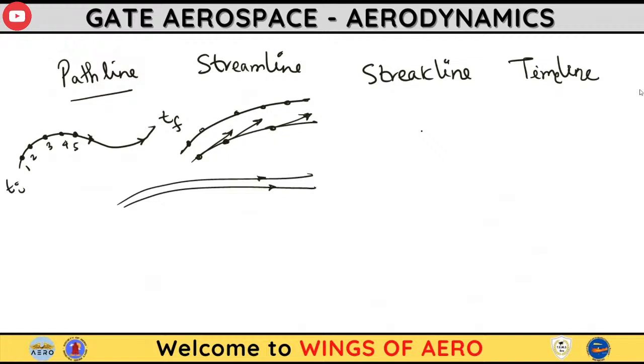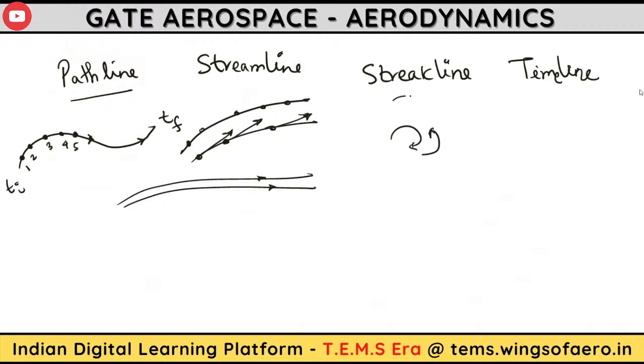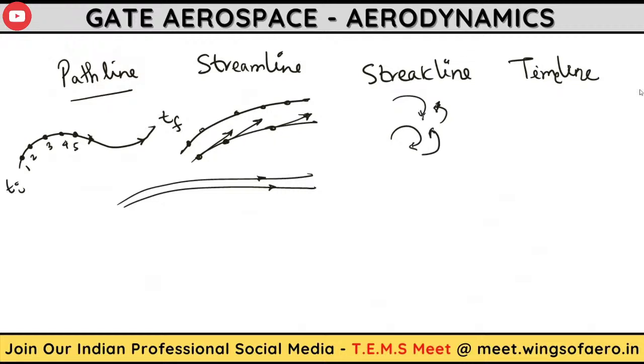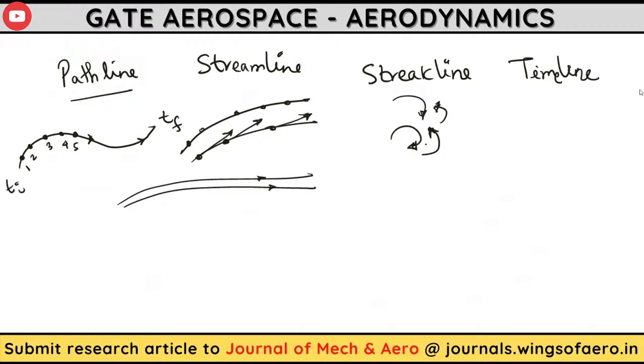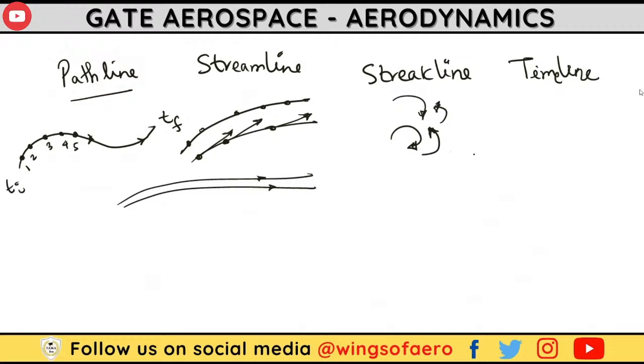Okay. Next come streak lines. A streak line is more like a turbulent flow. It is like the smoke coming out from chimneys, the best example. All right, are you getting the point?